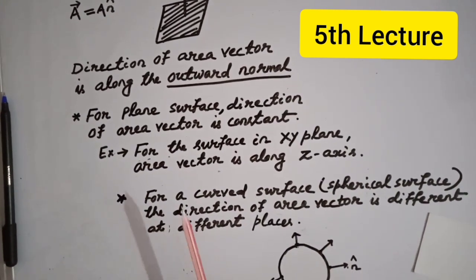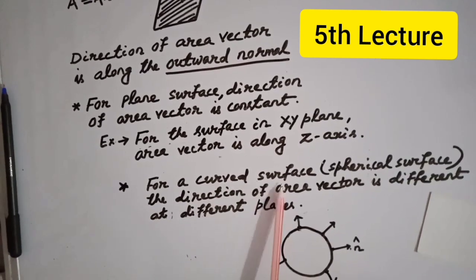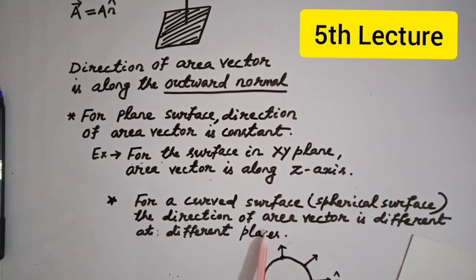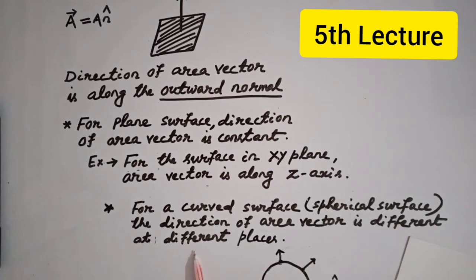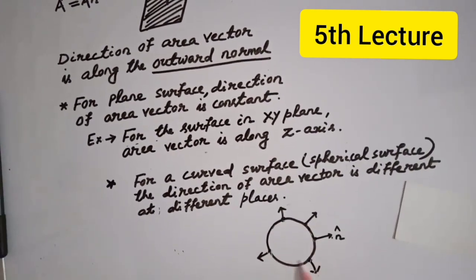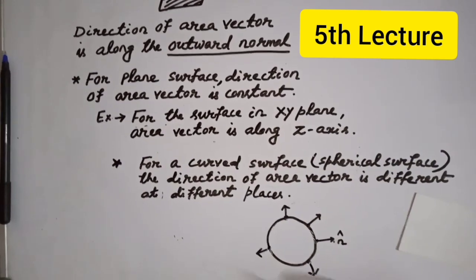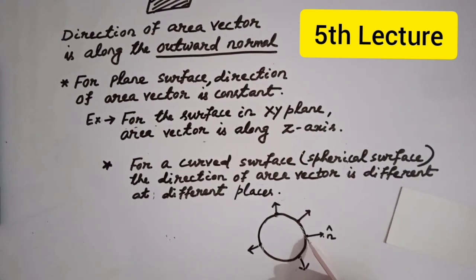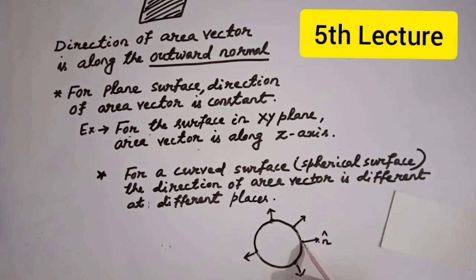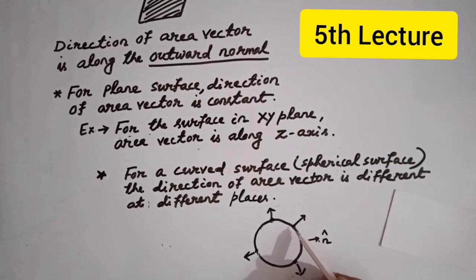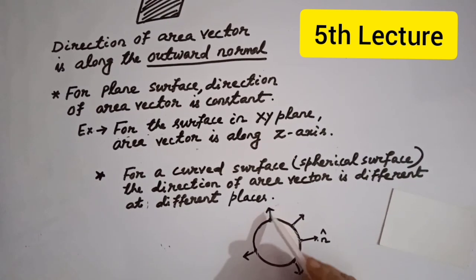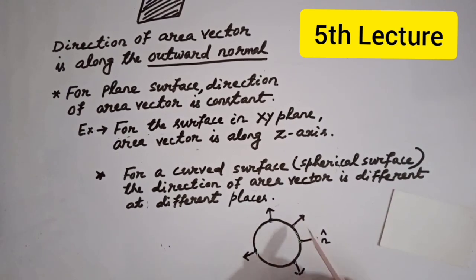What about a curved surface? For a curved surface, we can consider a spherical surface. The direction of area vector is different at different places. If it is a sphere, we can consider the surface of the sphere. Particularly at this place, area vector is perpendicular to this small area along the outward normal. At this place, it is along the outward normal. Here it is along the outward normal. So area vector direction is different at different places.